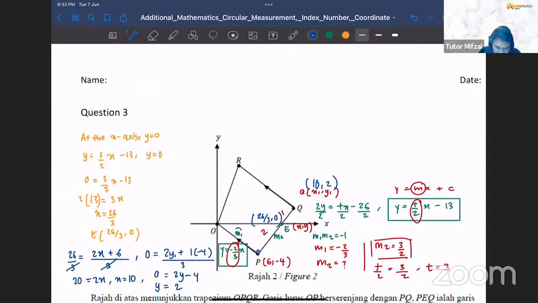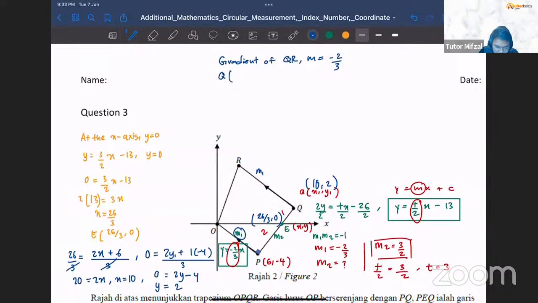So tadi kita dah tahu dah M1 dia punya gradient dia berapa kan, which is negative 2 over 3. You see this arrow over here, this arrow over here shows that this is parallel to one another. So the gradient or the steepness of PO is equivalent to the steepness of QR. So what we can do now is that we know that both of the two gradients are the same. So gradient of QR is just equivalent to negative 2 over 3. Betul tak? Gradient ni equivalent to negative 2 over 3.